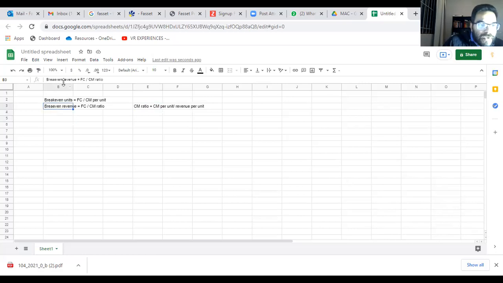Now they didn't want break-even. What did they want? They wanted target profit. So target profit is basically the same thing, just with a slight adjustment. Target profit units will be fixed costs plus target profit. Break-even and target profit revenue are the same thing, just with a slight adjustment. Target profit revenue equals fixed costs plus target profit.